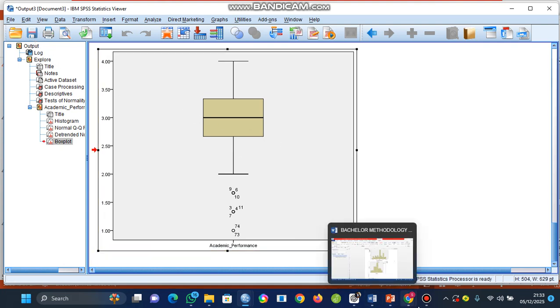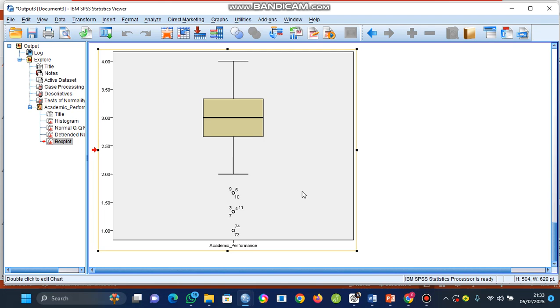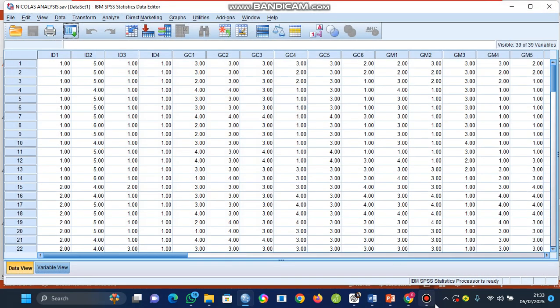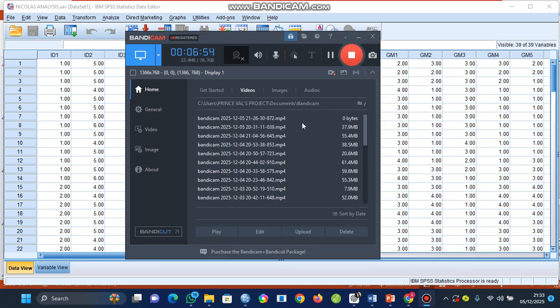Okay, any question so far? All right, if there is no question, then I'm announcing that tomorrow we are going to begin with descriptive statistics. This is the most important part.